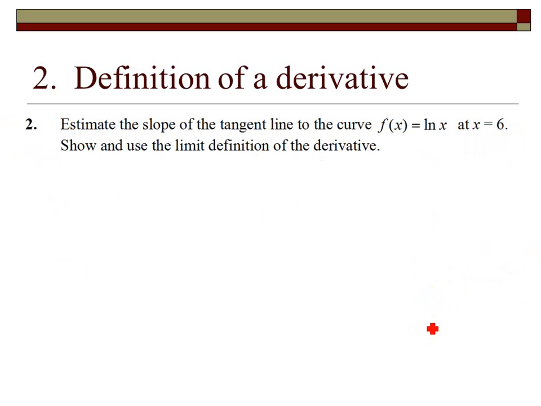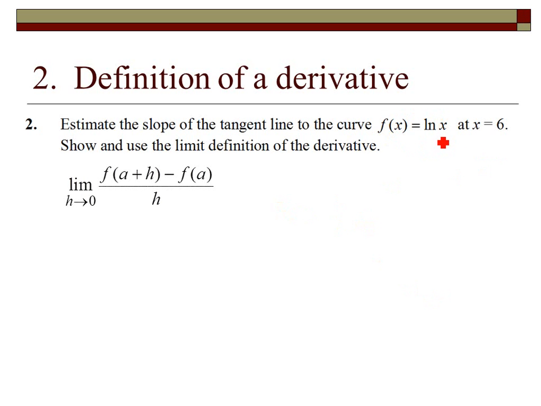Okay, next topic. Definition of derivative. So the big thing with the definition of derivative is just going to go over it and apply it to make an approximation. The definition of a derivative is the limit as h approaches 0 of f of a plus h minus f of a, over h. This is the limit at a point. So my function is ln of x.